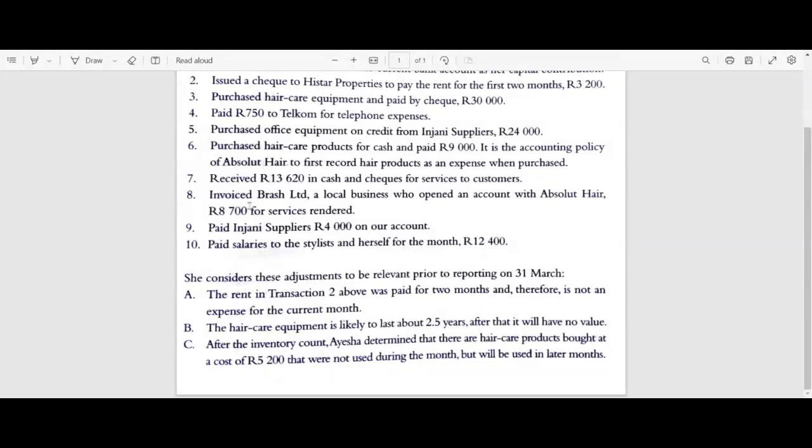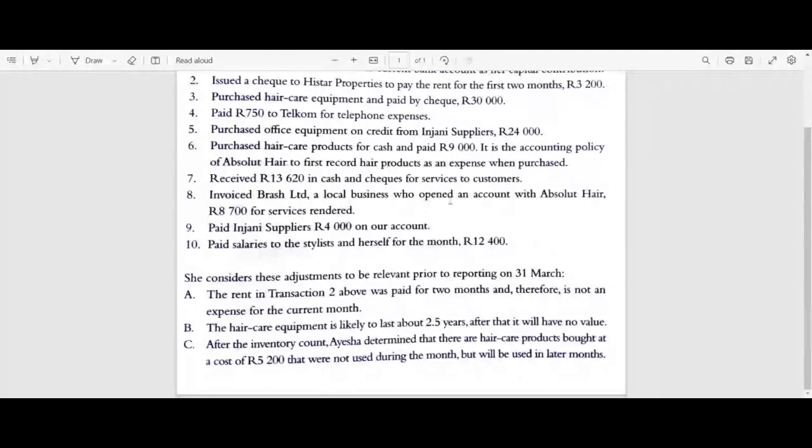Now let's go to the next transaction, number 8. There they say an invoice. As we've seen on Monday, an invoice is a source document that we generate when we charge our customers, right? Especially if it's on credit. So here they say invoiced Brash Limited, a local business. This is obviously a local business that intends to make use of the salon a lot for their staff, I guess. They're going to send their staff on a regular basis to this hair salon. So they invoiced Brash Limited, a local business who opened an account with Absolute Hair.